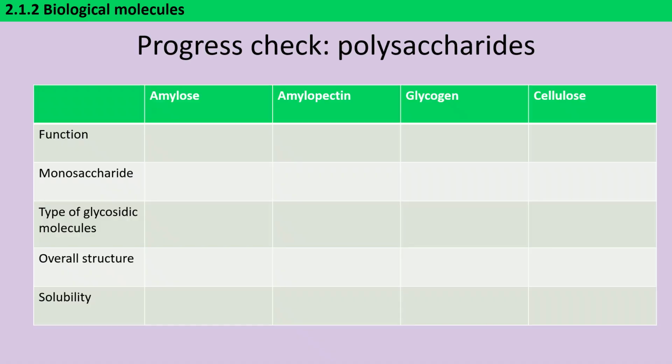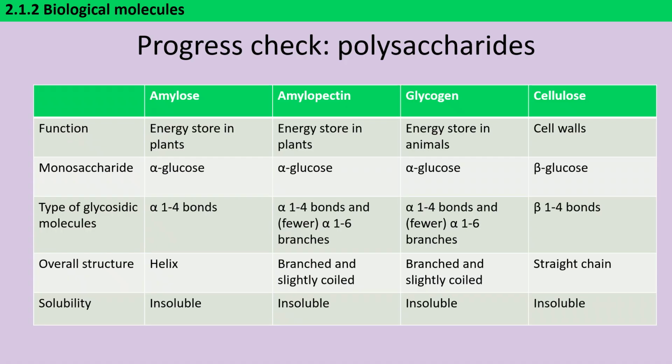Now is a good opportunity to summarise what you've learnt in this session. So pause the video and see whether you can fill in this table. Amylose and amylopectin are energy stores in plants, whereas glycogen is an energy store in animals, and cellulose is a structural polysaccharide used in cell walls.